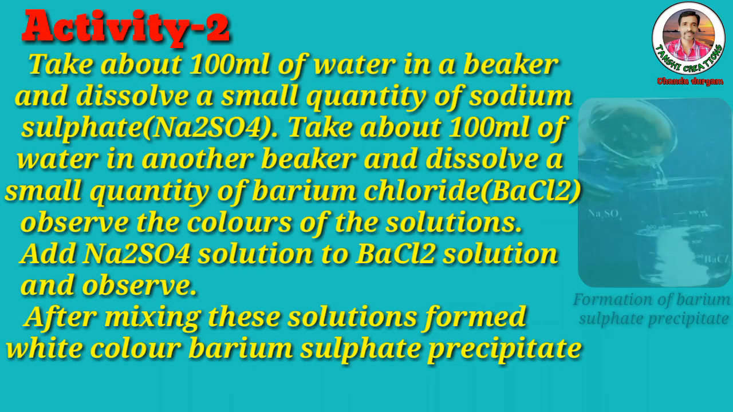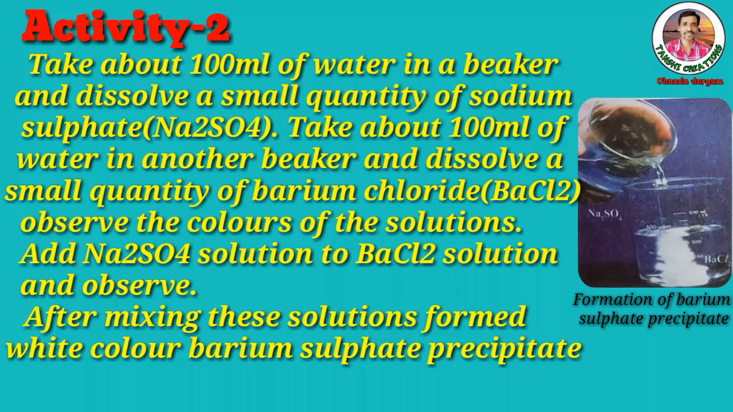Next, activity number 2: take about 100 ml of water in a beaker and dissolve a small quantity of sodium sulphate. Its formula is Na2SO4. Take about 100 ml of water in another beaker and dissolve a small quantity of barium chloride. Its formula is BaCl2. Observe the colors of the solutions. Then add the sodium sulphate solution to the barium chloride solution and observe. After mixing these solutions, a white barium sulphate precipitate is formed.